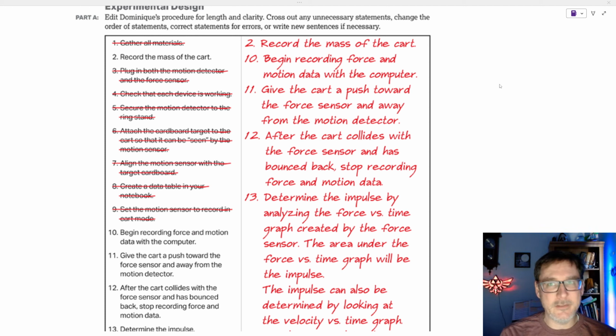You're in a lab, you've got all your tools ready to go. Start by recording the mass of the cart. It's obvious that you don't need to state the obvious. It's obvious you're going to have a scale. It's obvious you've already had the materials listed somewhere else. If I scroll up, you can see it.